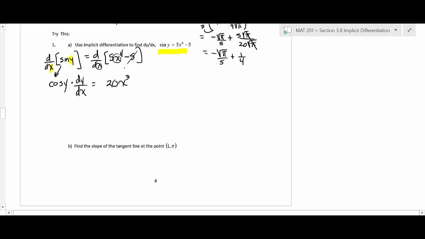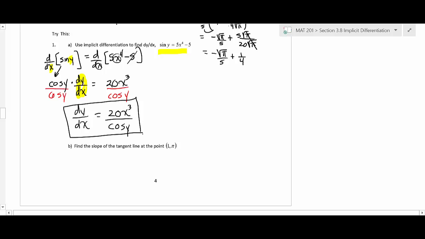So then all we have to do on this problem is solve this equation for dy over dx. So how do you accomplish that? You divide by the cosine. So go ahead and divide by the cosine, and then we have the answer. This is what the derivative is. Notice that it has both an x and a y in it, so that would be 20x to the third over cosine y. So that's how you do implicit differentiation. Don't solve your equation for y, just differentiate. Does that make sense? That's actually an easy one.